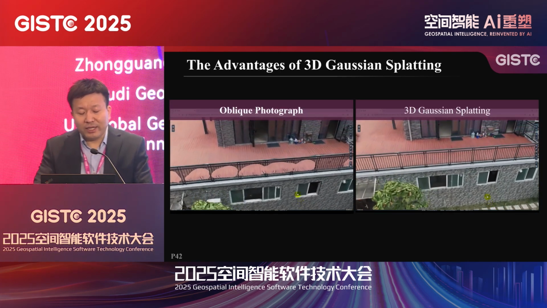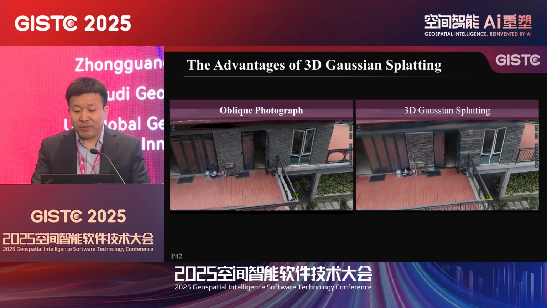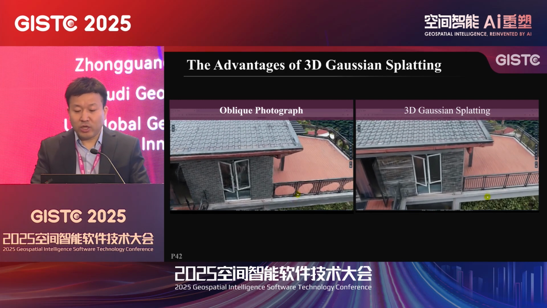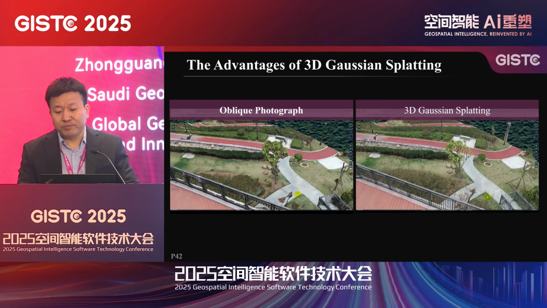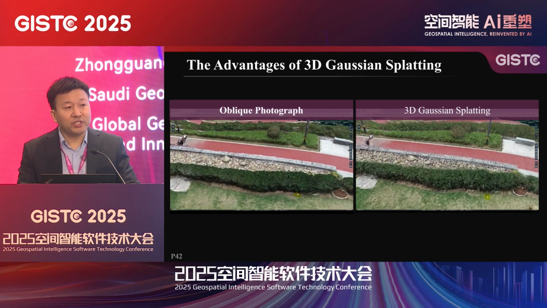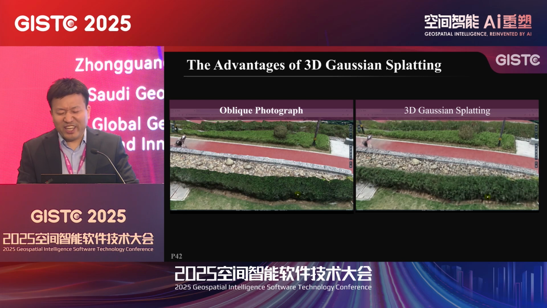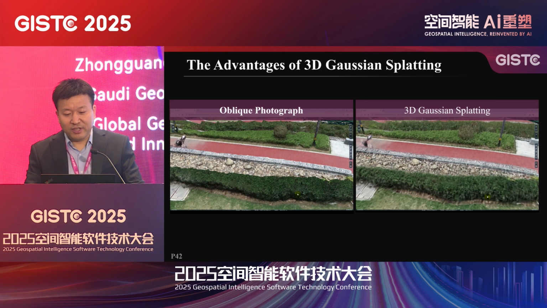As demonstrated in the video, compared to the traditional oblique photography data, 3D Gaussian splatting shows advantages in presenting details, and especially, 3D Gaussian splatting takes up less storage space. So I boldly predict that 3D Gaussian splatting may become the core data standard of the next generation digital infrastructure.